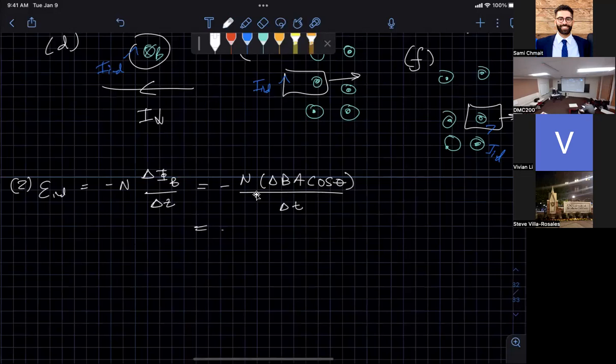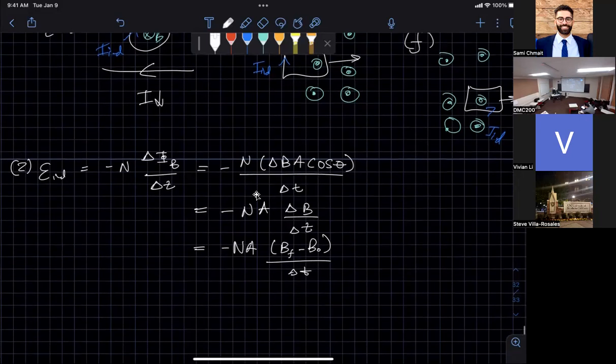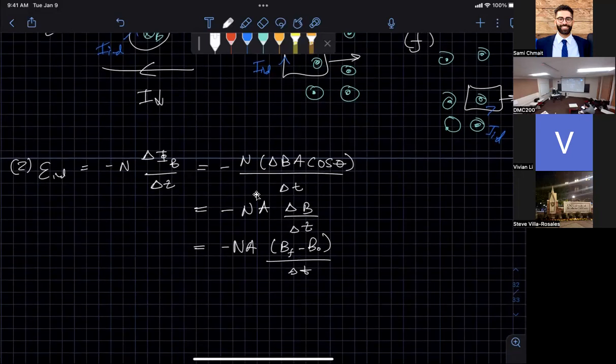I like to factor out what isn't experiencing a change. So the number of loops is constant, the area is constant, but what is changing is the field over time. You now have to plug in the change in field over time, where, let me write it real quick, B_F minus B naught divided by delta t. And you'll end up solving for the induced EMF as minus 0.165 volts.